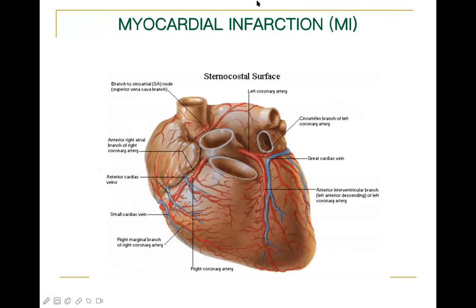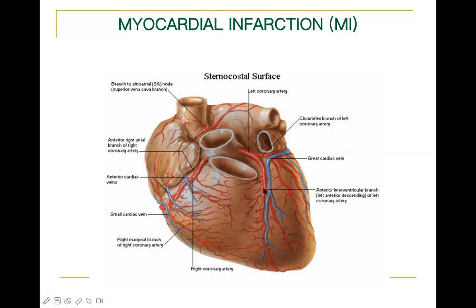Now, those arteries which I was talking about, you can clearly see here in this picture. This is the ascending aorta. This blood vessel is the ascending aorta, and these are the coronary arteries. This is the left coronary artery, and this is the stem of the left coronary artery. It will immediately divide into two branches.